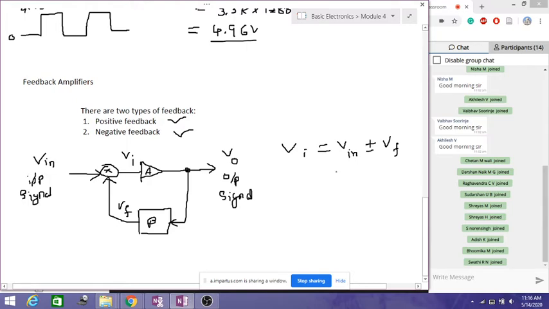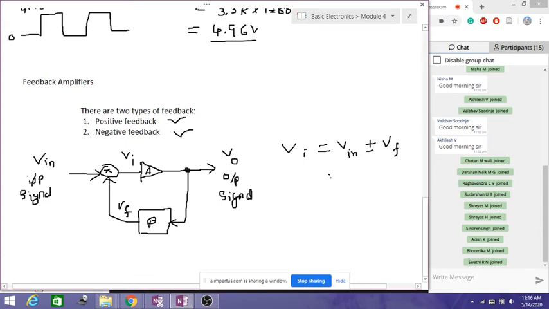Positive feedback means we add the output voltage back to the input, and we call this positive feedback. If we subtract the output voltage from the input voltage, then we call it negative feedback. Now for an amplifier, which is the better one? Should we go for positive feedback or negative feedback? That is the question.